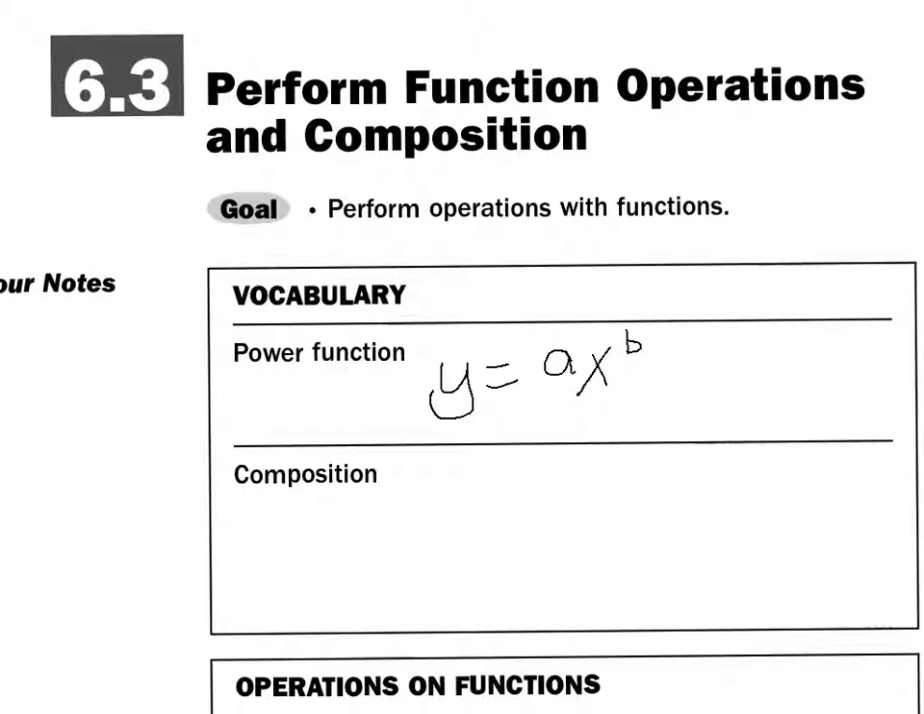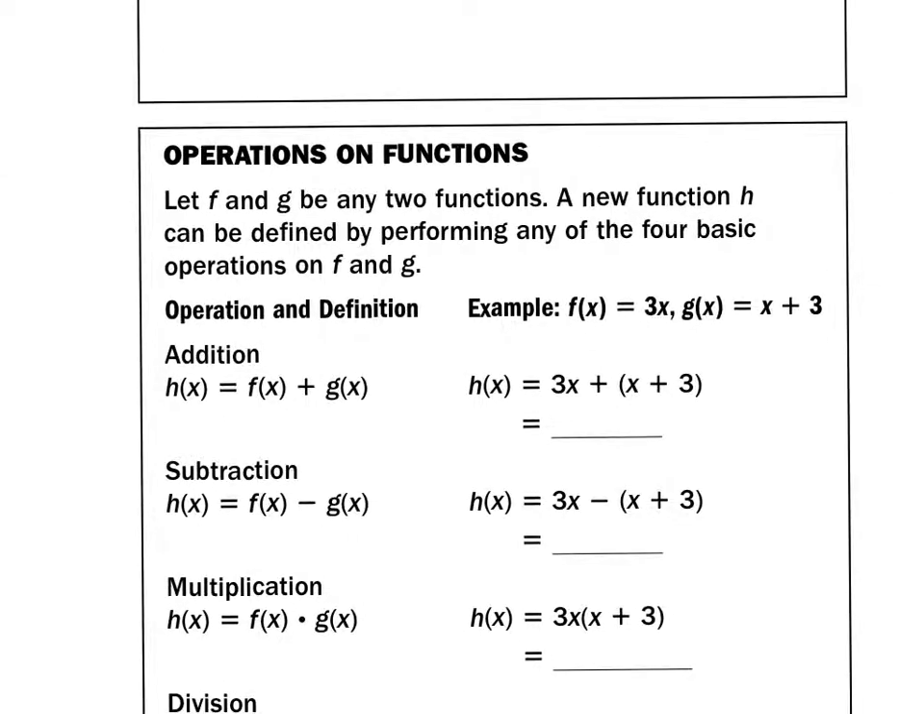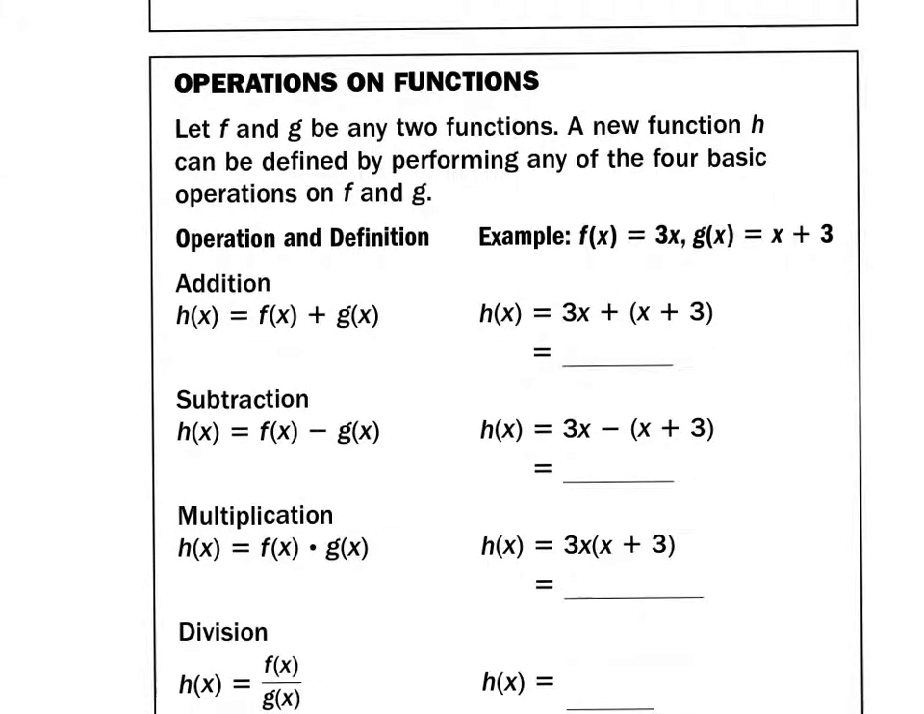We'll skip composition here for a second, and let's look at operations. Let f and g be any two functions. A new function can be defined by performing any one of the four basic operations on f and g. So if f of x is 3x and g of x is x plus 3, then if we want to add them together, we just add 3x and x plus 3 to get us 4x plus 3.